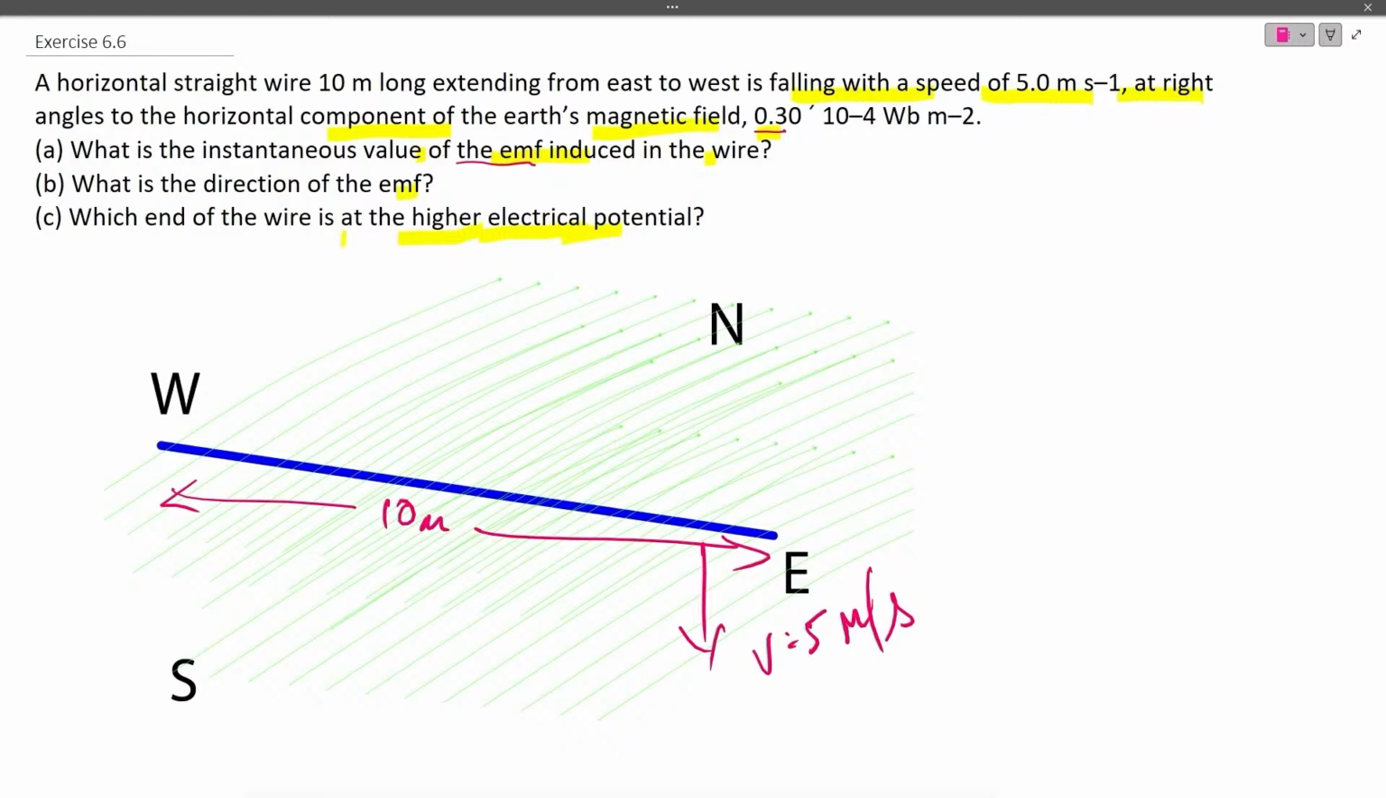So we know that when a conductor moves in a magnetic field, an EMF is induced due to the relative motion between the conductor and the magnetic field. Now Faraday's laws of electromagnetic induction say that the induced EMF is equal to minus d phi by dt. In this case, the motional EMF would be equal to BVL, where the direction of magnetic field and velocity of the wire are perpendicular to each other, and L is the length of the wire. So let's calculate the instantaneous value of induced EMF.